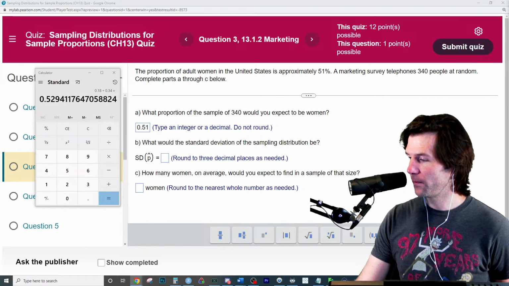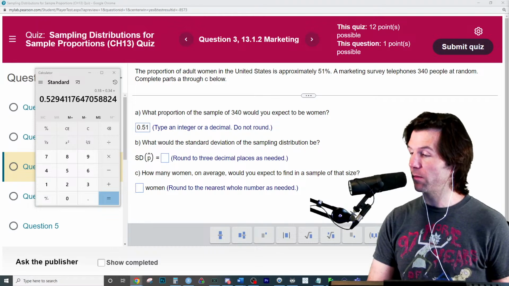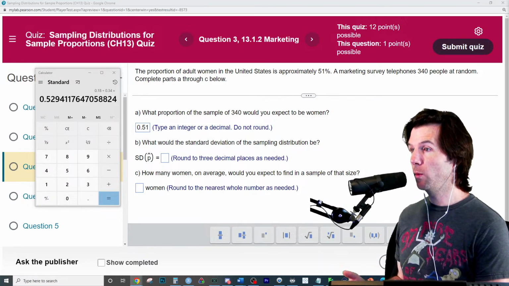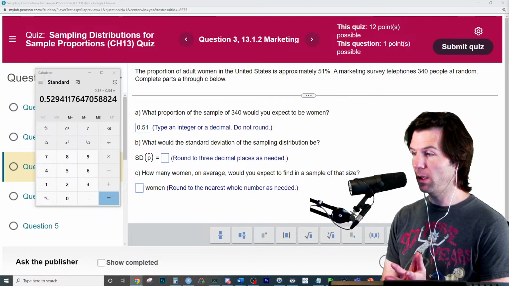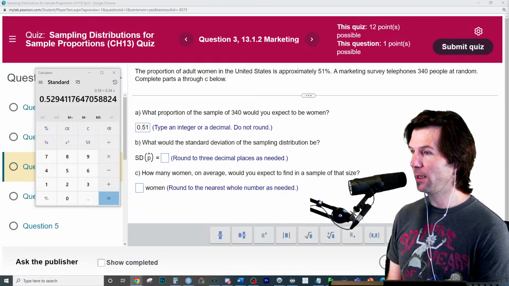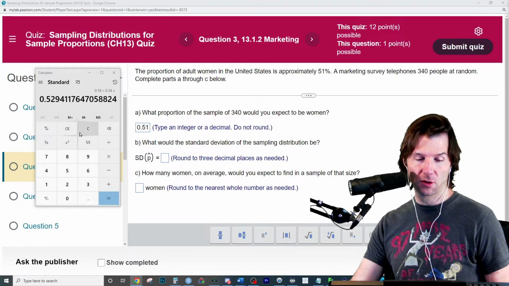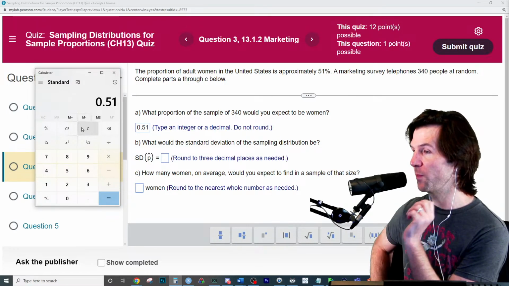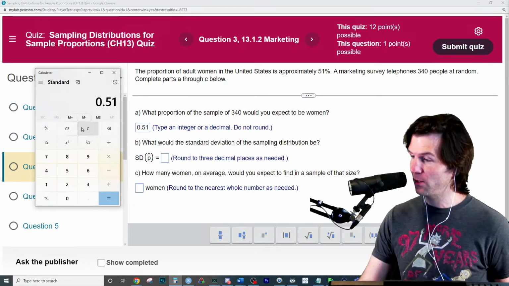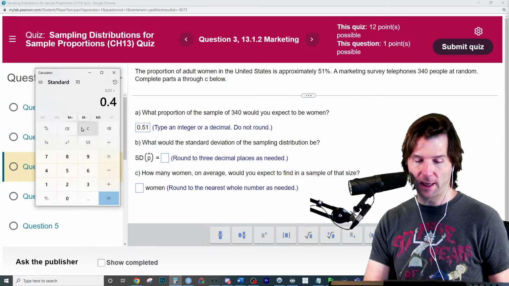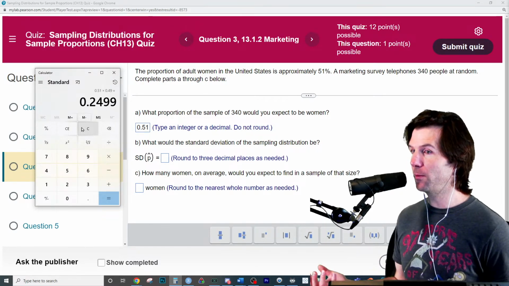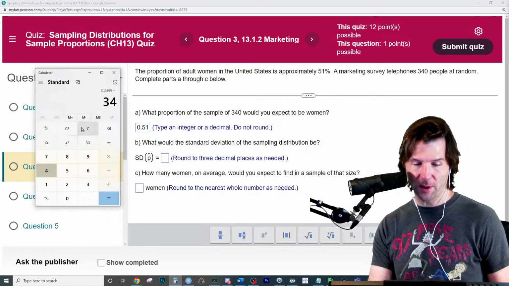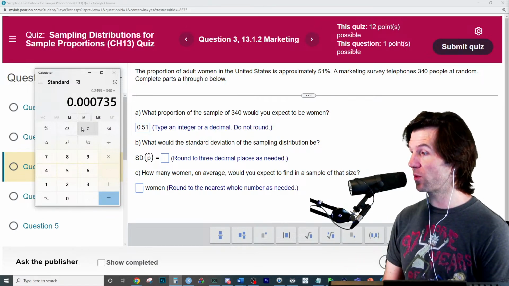Well, P is the mean of the distribution. That is correct. So P is the true proportion, where mu of P hat is equal to P, and P is 0.51. So what is Q? If P is 0.51, Q, great job, Angel, exactly, is 0.49. They're just complements of each other. And then we do what? We divide this by the sample size that we're taking. So we divide by 340, and then we have to square root it.